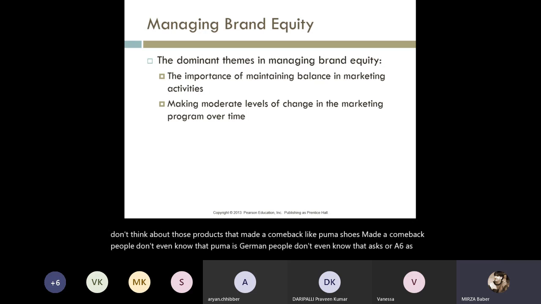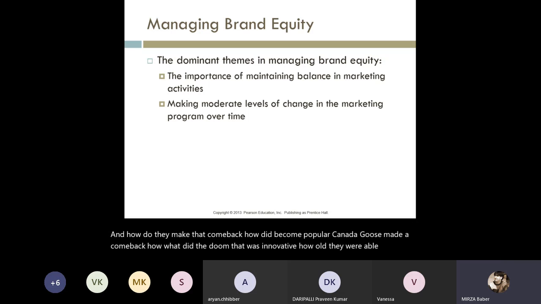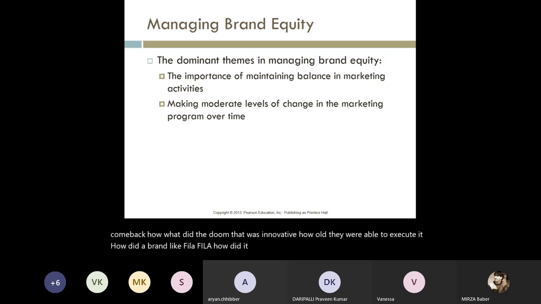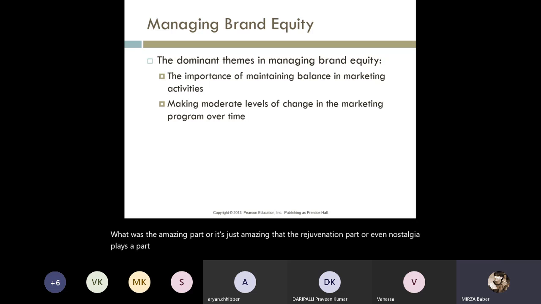And how did they make that comeback? How did it become popular? Canada Goose made a comeback. How? What did they do that was innovative? How were they able to execute it? How did a brand like Fila come back? What was the amazing part? It's just amazing that the rejuvenation part, or even nostalgia, plays a part in this. But this is what you have to figure out.